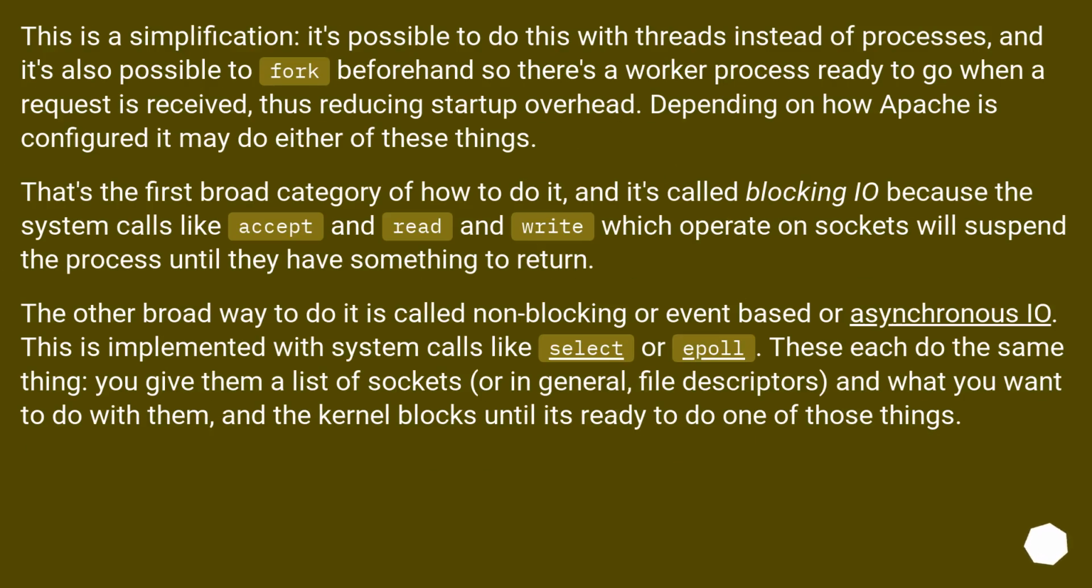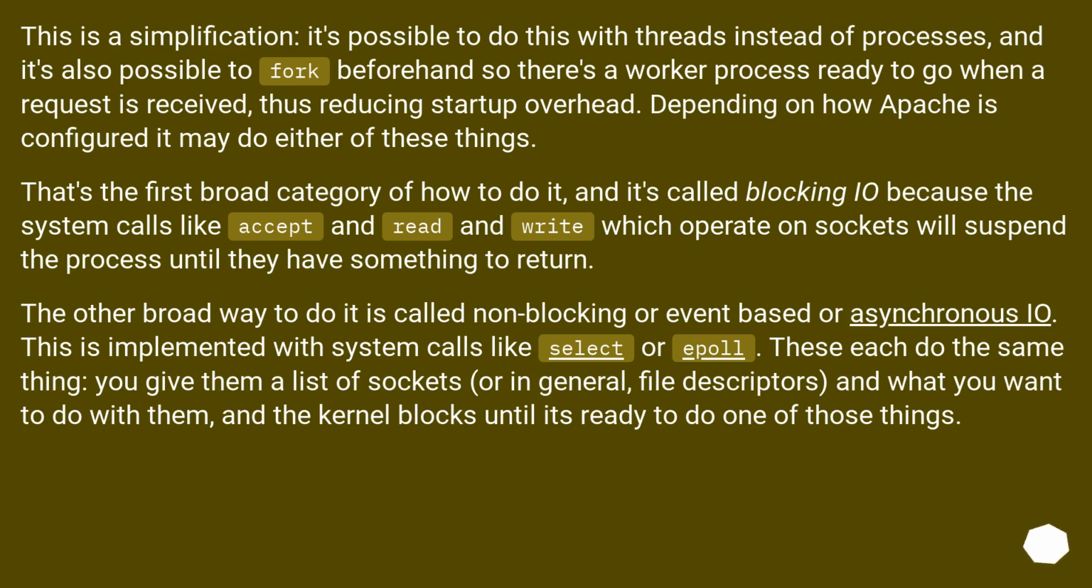This is a simplification. It's possible to do this with threads instead of processes, and it's also possible to fork beforehand so there's a worker process ready to go when a request is received, thus reducing startup overhead. Depending on how Apache is configured, it may do either of these things. That's the first broad category of how to do it, and it's called blocking I/O because the system calls like accept and read and write, which operate on sockets, will suspend the process until they have something to return.